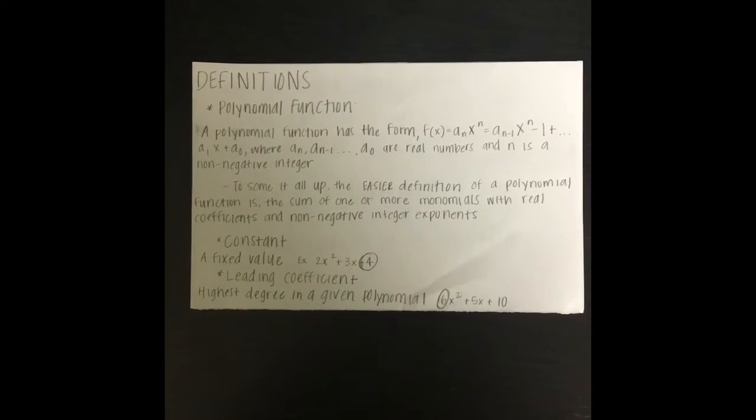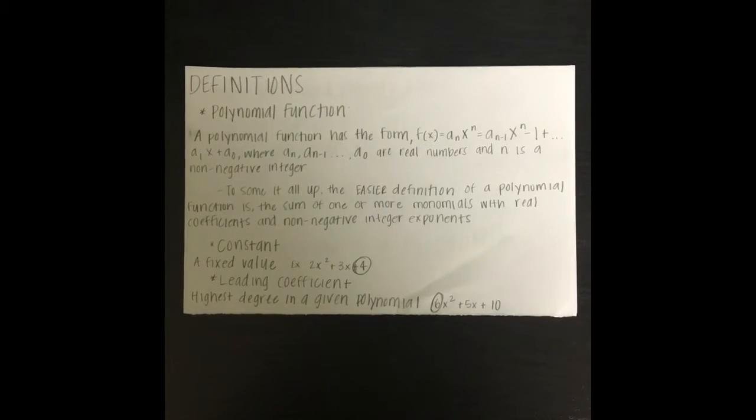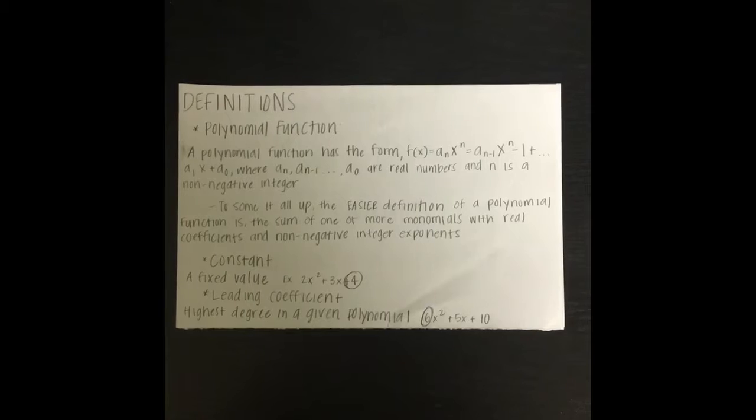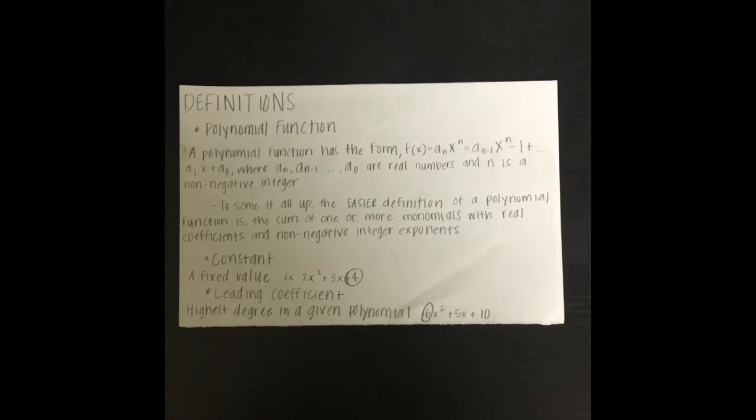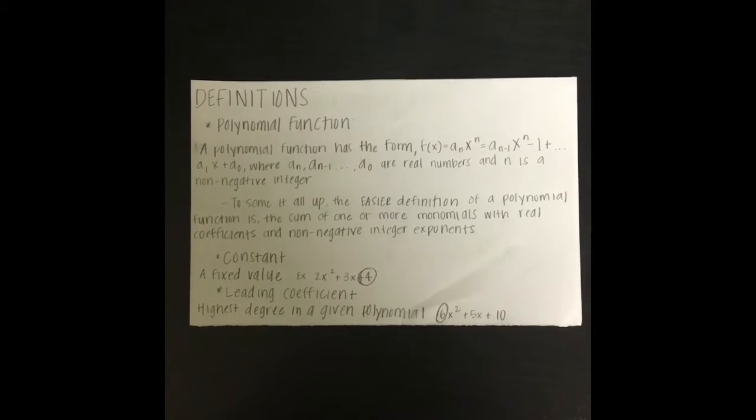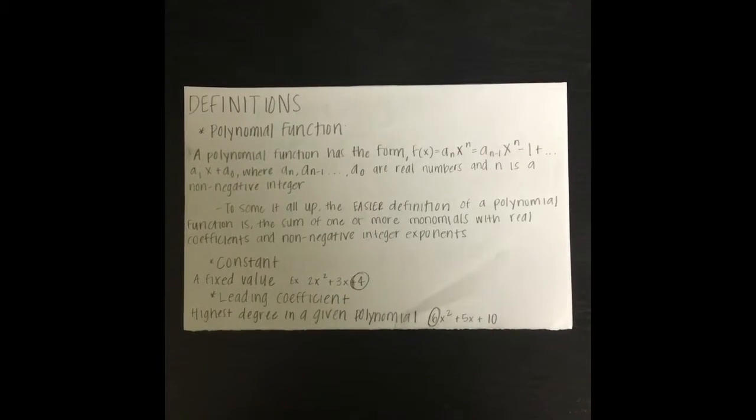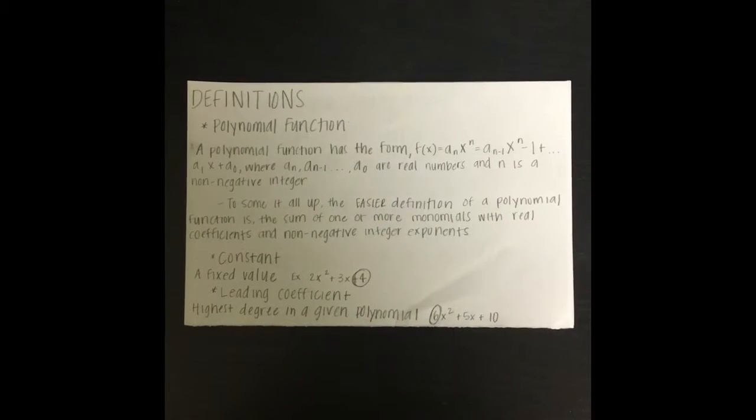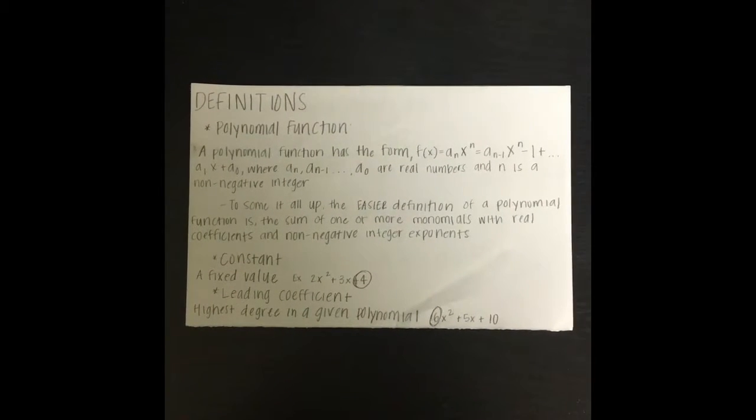The definition above is the more formal one, and the definition underneath it is the easier definition, which is the sum of one or more monomials with real coefficients and non-negative integer exponents. The next word is constant, which is a fixed value. Next to it is an example, 2x squared plus 3x plus 4. The 4 is circled because it is the constant.